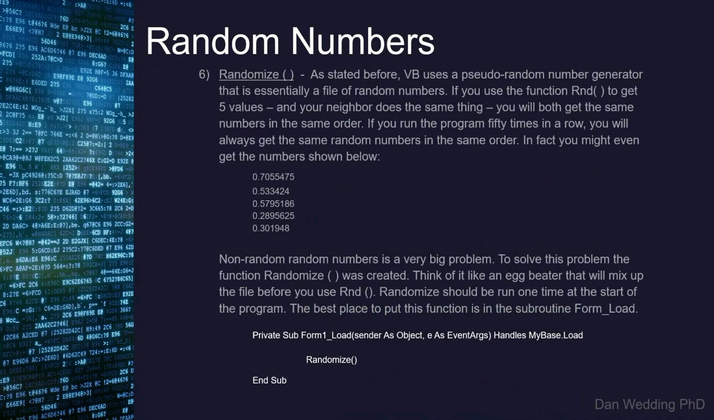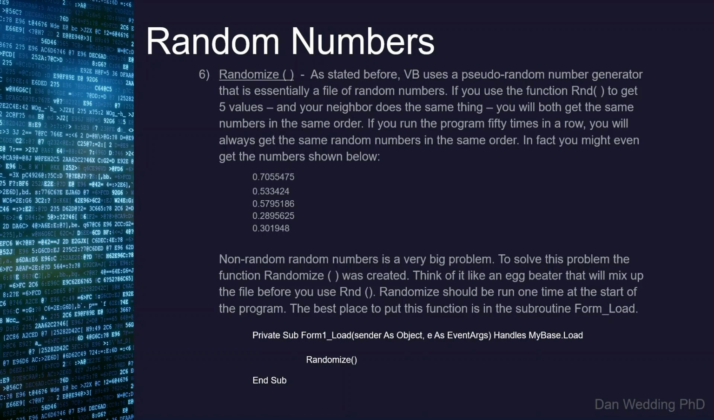As stated before, VB uses a pseudo-random number generator that is essentially a file of random numbers. If you use the function rand to get 5 values, and your neighbor does the same thing, you will both get the same numbers in the same order. If you run the program 50 times in a row, you will always get the same random numbers in the same order. In fact, you might even get the numbers shown below.